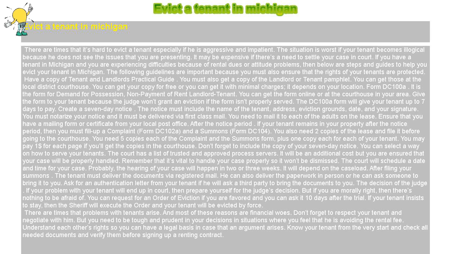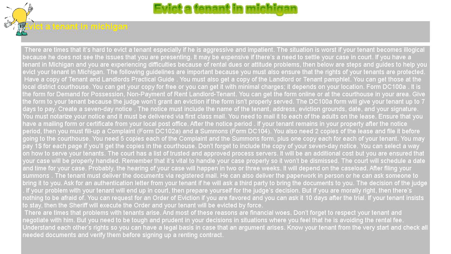If you have a tenant in Michigan and you are experiencing difficulties because of rental dues or attitude problems, then below are steps and guides to help you evict your tenant in Michigan. The following guidelines are important because you must also ensure that the rights of your tenants are protected.